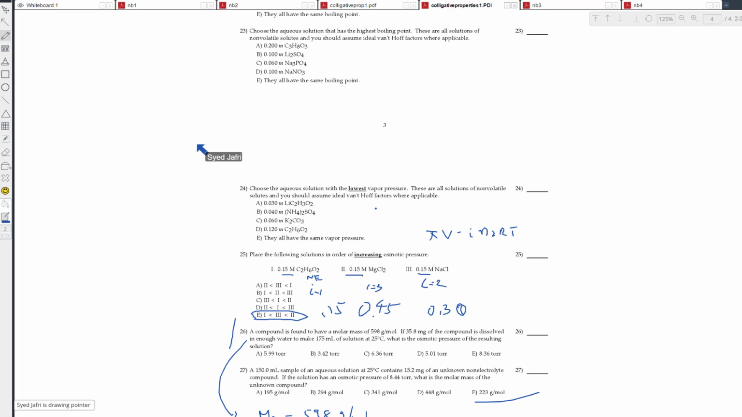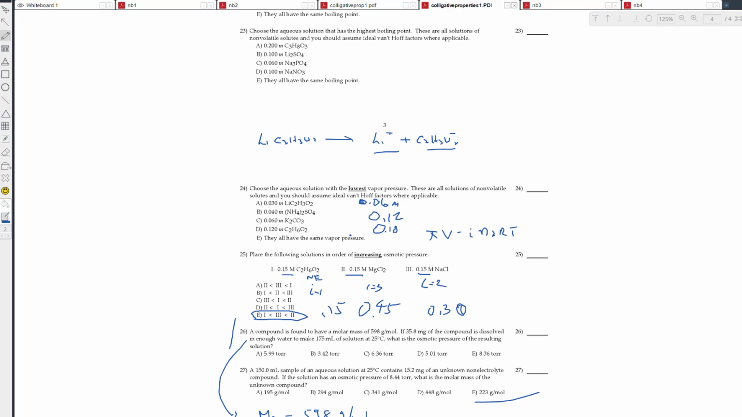Let me write this and show you. Li, because we know that Li has a +1 charge, plus this, C2H3O2. It's going to decompose into Li positive plus C2H3O2 negative, two particles. What about the i for the second one? 3. Yes. And then C is going to be 3, so that's 0.18. You're right. Okay, and then C2H6O2.